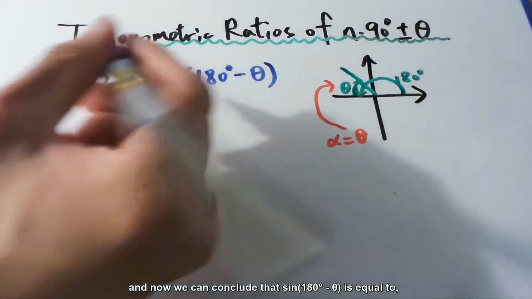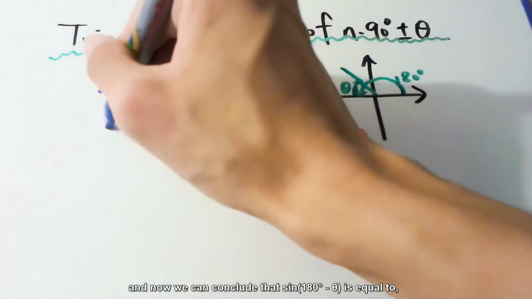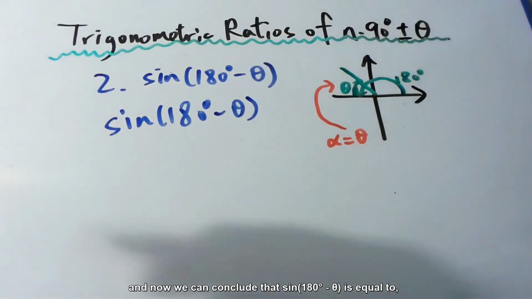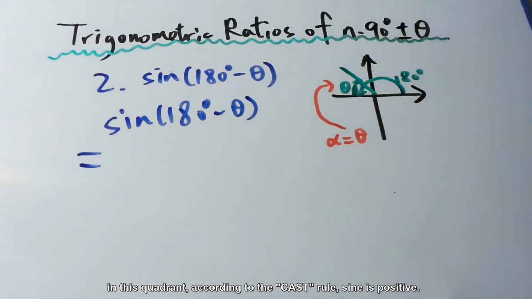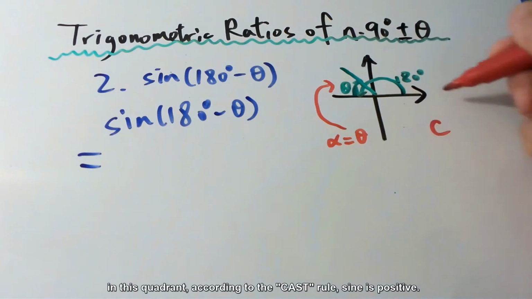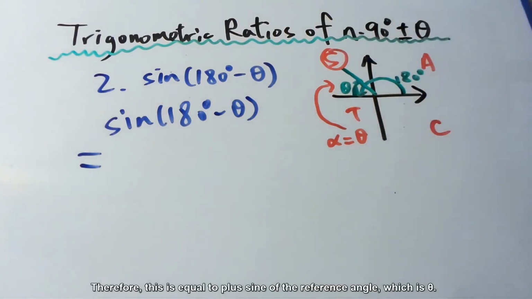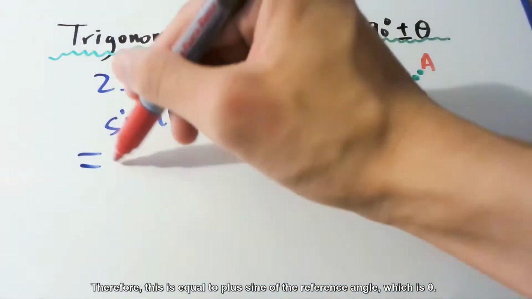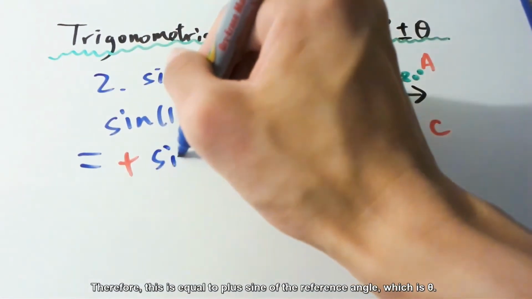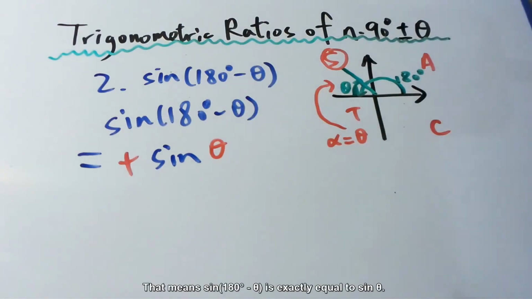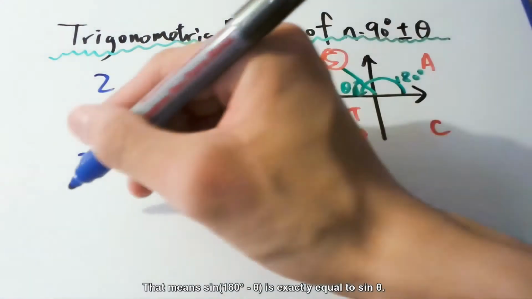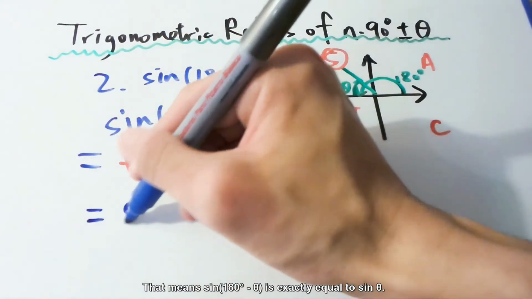And now we can conclude that sine 180 degrees minus theta is equal to, in this quadrant, according to the cast rule, sine is positive. Therefore, this is equal to plus sine of the reference angle, which is theta. That means sine 180 degrees minus theta is exactly equal to sine theta.